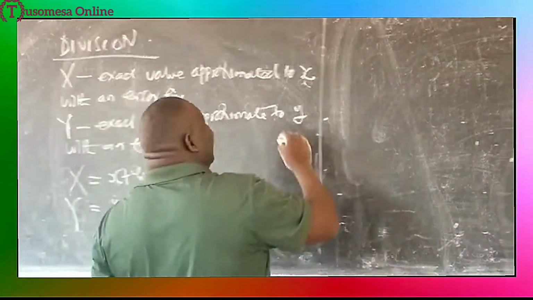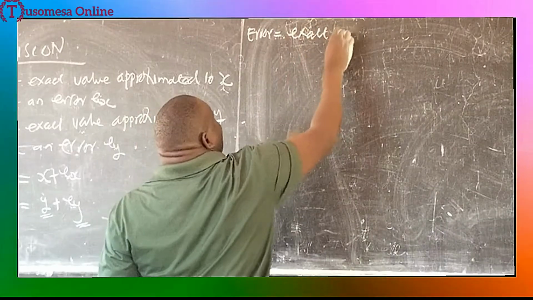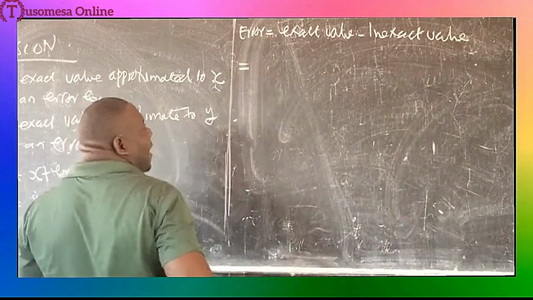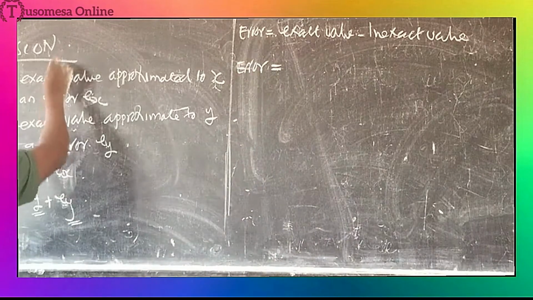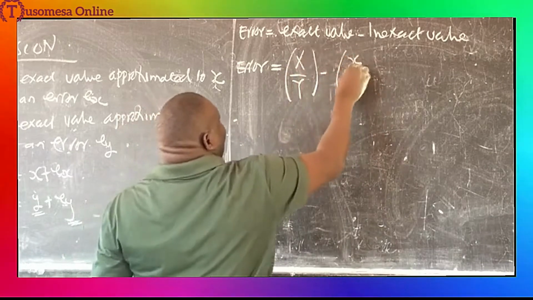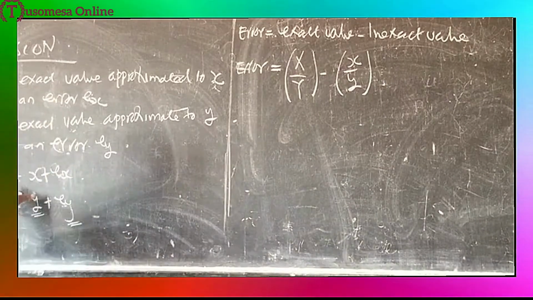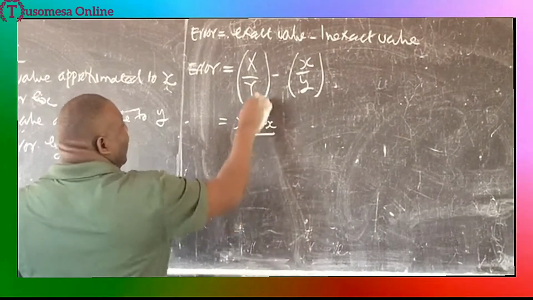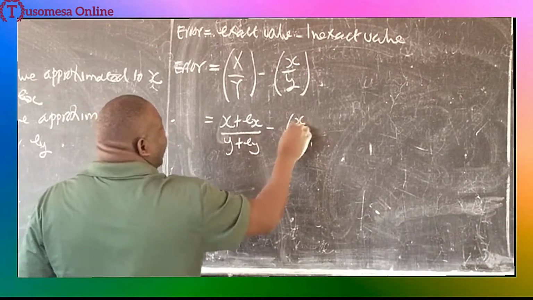Still, we are using the same argument that the error which is committed is equal to the exact value minus the inexact value. So the error, here we are dividing, it is a quotient, we are dividing X over Y. So the error will be the exact value X over Y minus the approximated value, which is small x over small y. By definition here, capital X will be the approximated x plus the error in x, over y plus the approximated value plus the error in y. Then minus x over y.